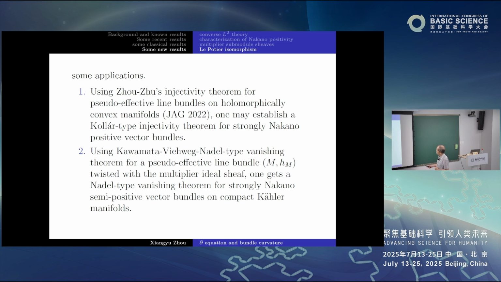With my former student Zhou, we got an injectivity theorem for pseudo-effective line bundles on holomorphically convex manifolds. So we may get a Kollár type injectivity theorem for strongly Nakano singular positive vector bundles. And using the Kawamata-Viehweg-Nadel type vanishing theorem I just mentioned for pseudo-effective line bundles, we can get a similar vanishing theorem for these singular vector bundles on compact Kähler manifolds.